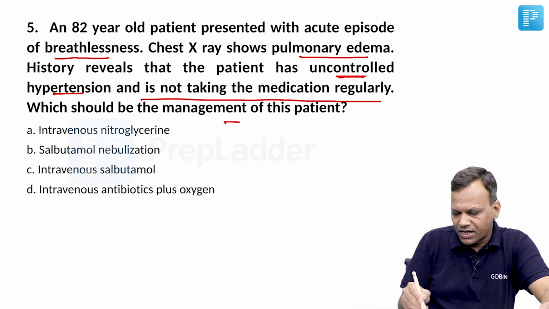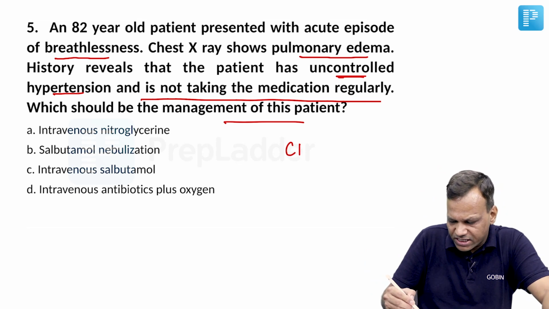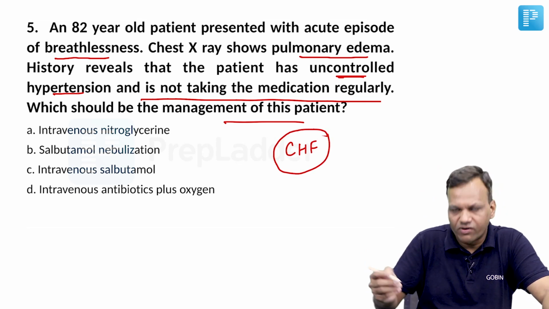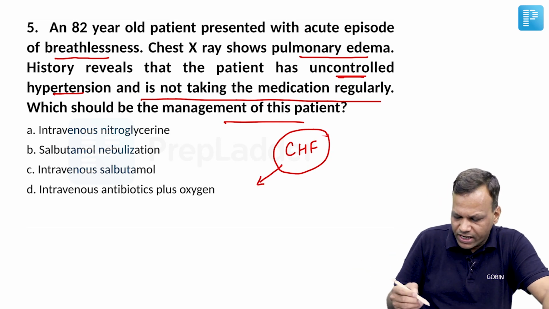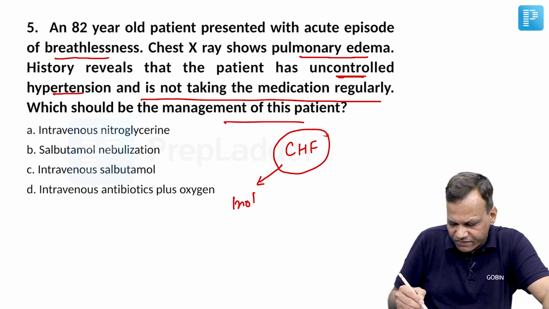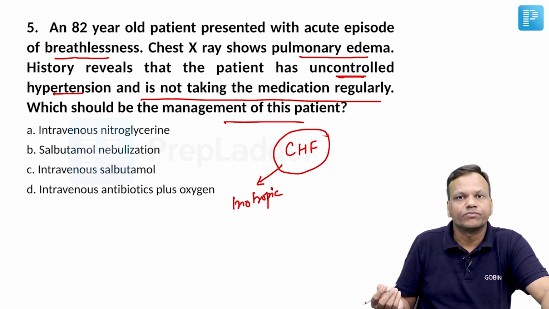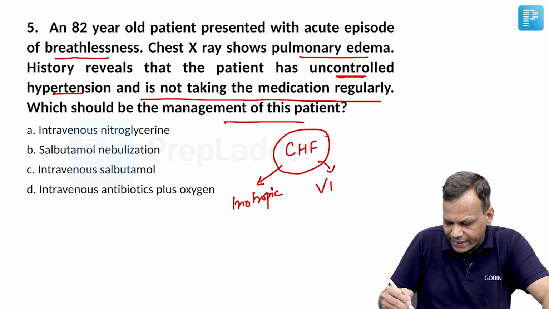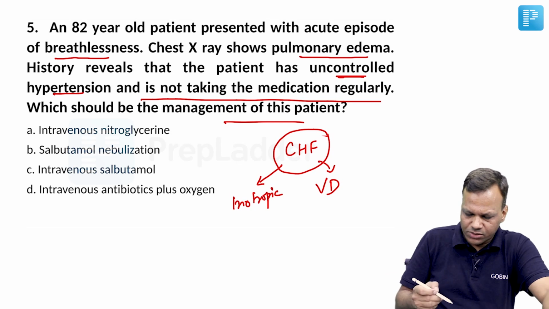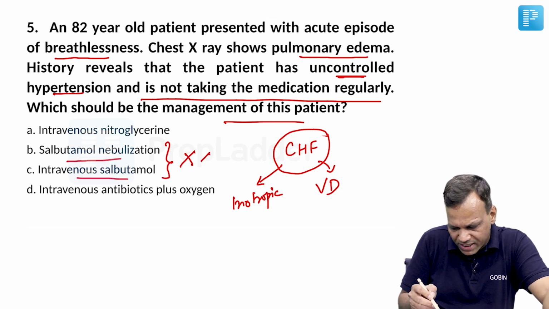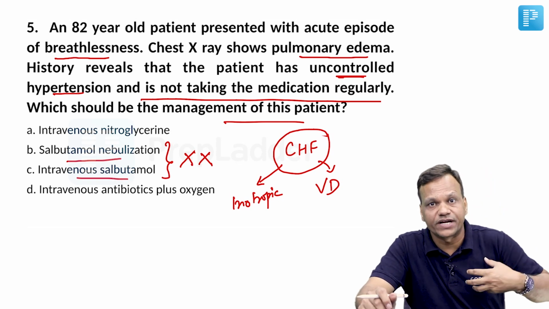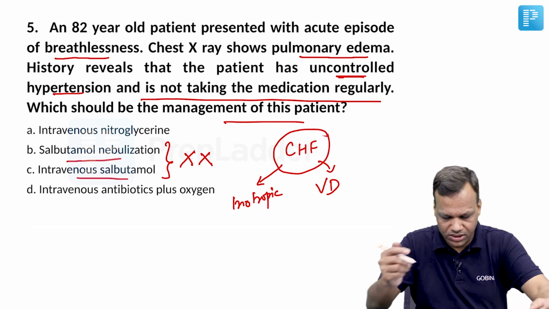So what should be the management? So basically for CHF patient with pulmonary edema, what we will do? For acute CHF patient, we can give inotropic drugs, but if there is low cardiac output. Second, we can give vasodilators. So in this person, salbutamol cannot be the answer because this breathlessness is not due to respiratory cause. It is due to cardiac cause.